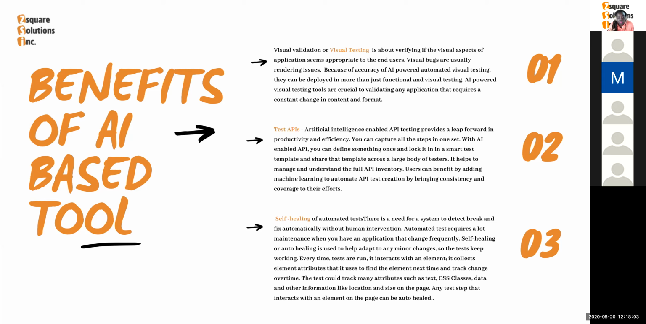Test API is also another place where AI can be leveraged, because it enables API testing to provide a leap forward in productivity and efficiency. So you are able to capture all your steps in literally one set. With an AI-based tool, you can define something once and lock it in some kind of small template, and that template can be used across all the tests that you have. It also helps you manage and understand the full API inventory that you have, and users can benefit by adding machine learning to automate API test creation, bringing consistency and coverage to the effort.